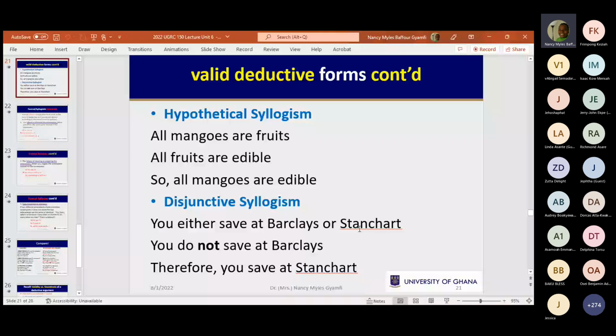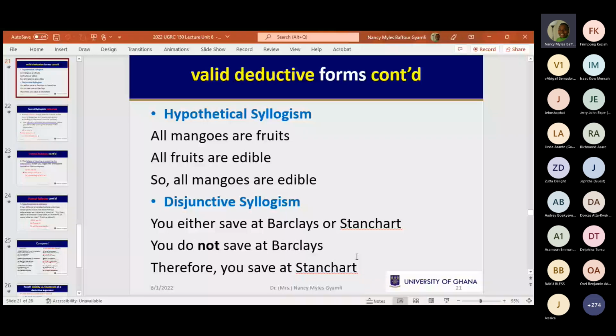How do you do the correct one? Negate one of the alternatives in the premises, not in the conclusion. So either I say that Barclays or I say that Stanchard. Then the next premise you say, but I do not say that Barclays. Then it will have to be automatically the other one.